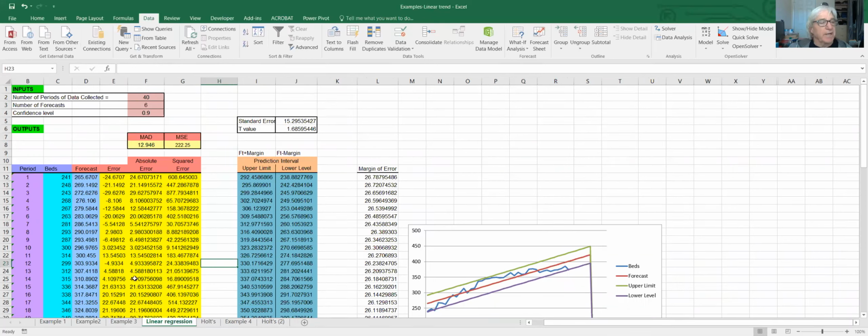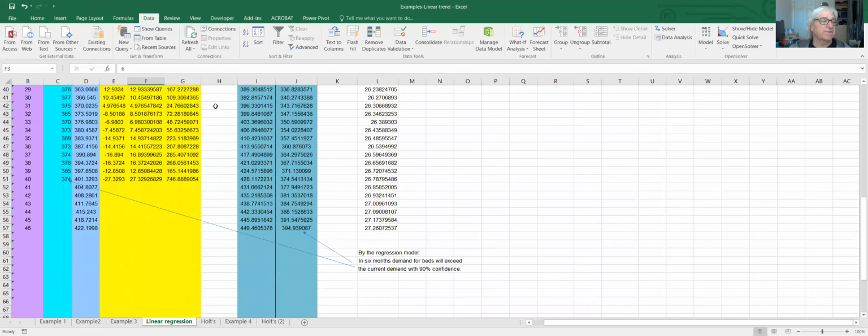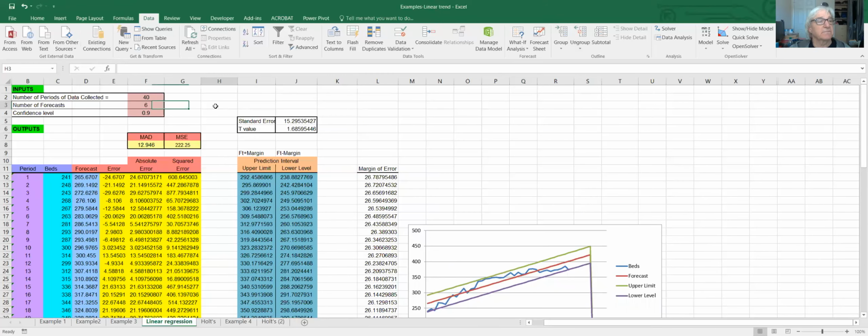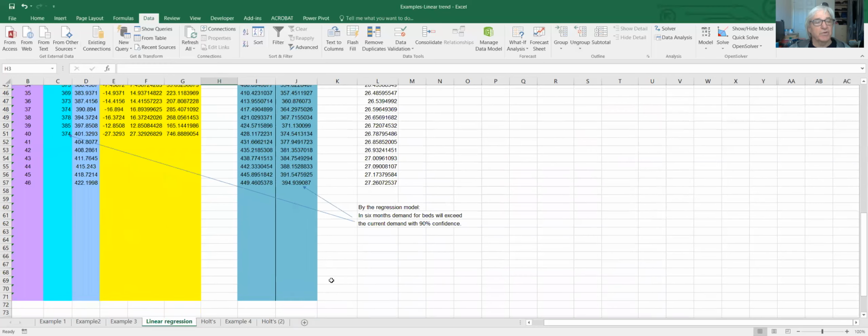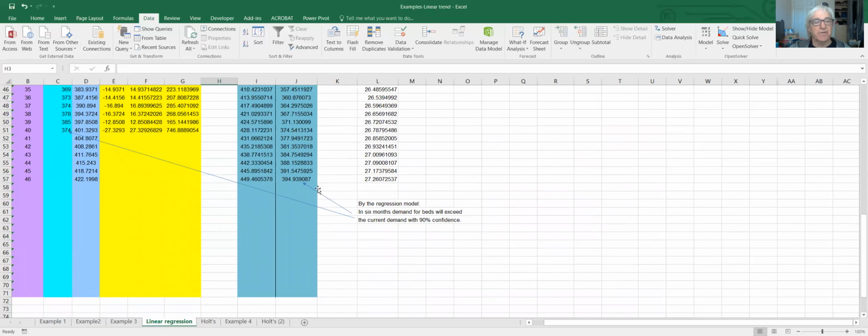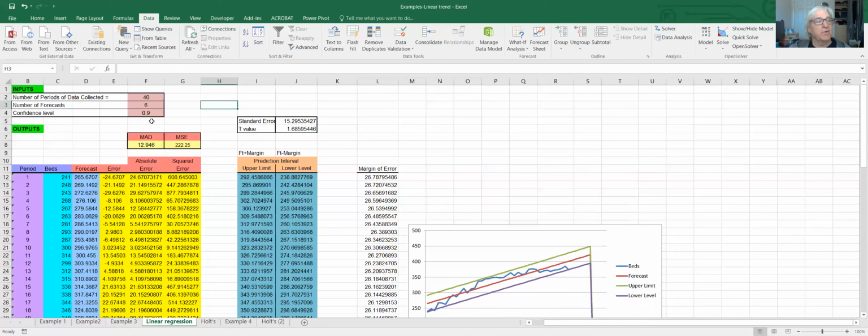So to work with the template, you'll have to enter the data first here, then the number of periods in the data. And in case you want to make a forecast, you say for how many periods. In this case, I selected 6 periods ahead. If you want to make a prediction interval and use it for making decisions in the future, then you enter the confidence level here.